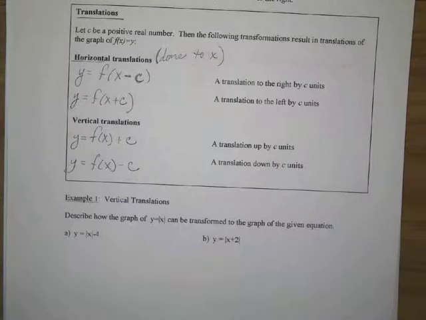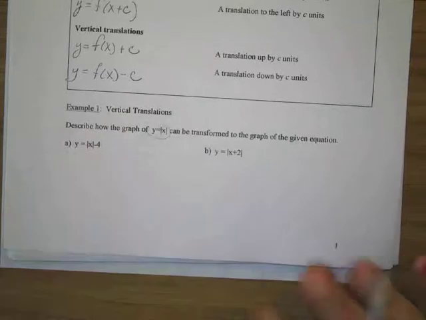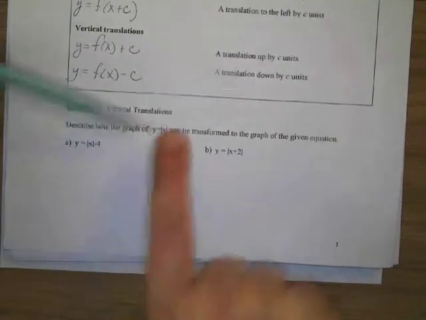So let's practice this. Describe how the graph can be transformed. This is what I will refer to as the parent function. It is the most basic original part of that. So how did we go from the parent function? How did we go to this?